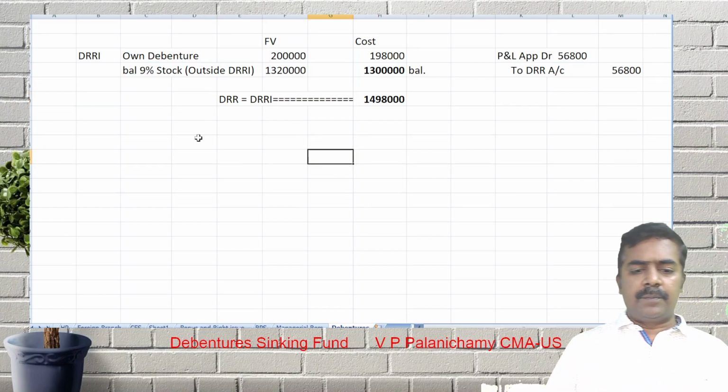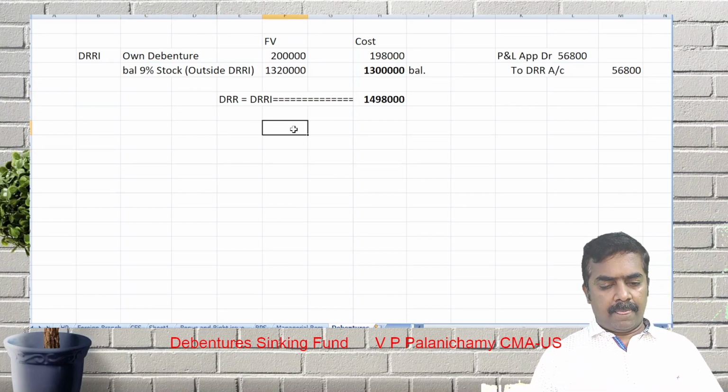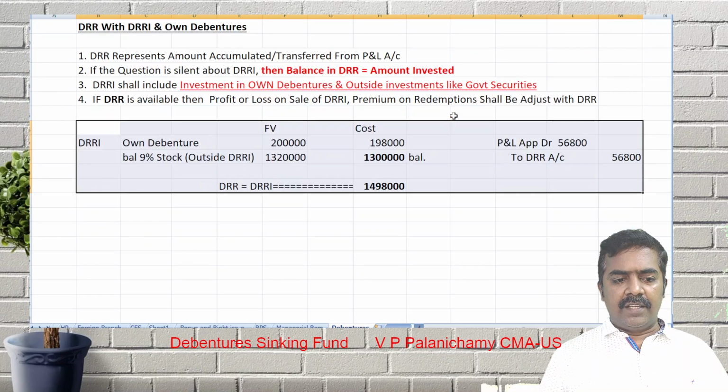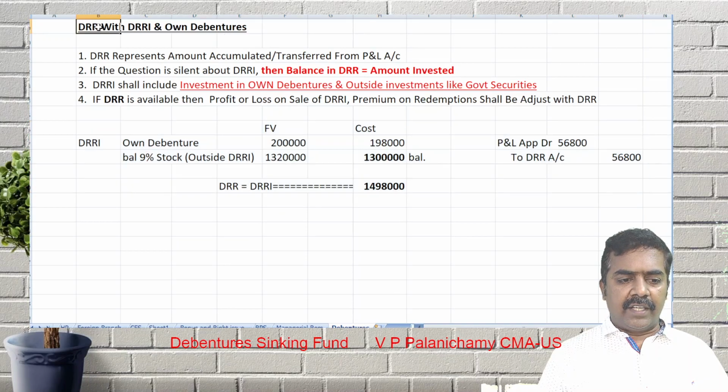Take up this first, then we will proceed. The assumptions எல்லாம் எழுதிட்டீங்களா? Have you taken up these things?